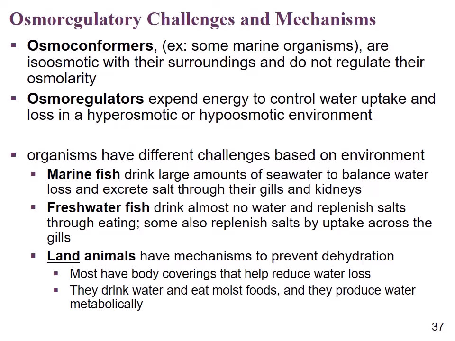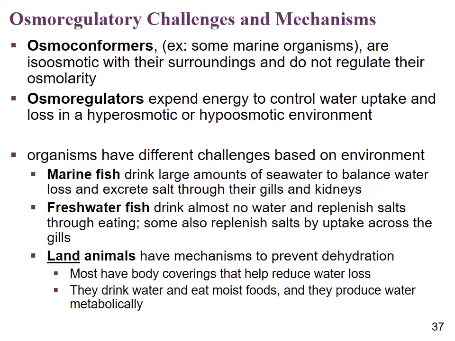I think that's pretty obvious if you pause and think. So sometimes I think people get so stuck on memorizing in this part of the unit that they don't just take a second and think. A marine fish lives in a saltwater environment. What's its big challenge? Salt, right? So marine fish drink a large amount of seawater to balance water loss and excrete salt through their gills and kidneys. What's the freshwater fish's problem? Lots of water, not much salt. So a freshwater fish is going to drink almost no water and replenish salts through eating.